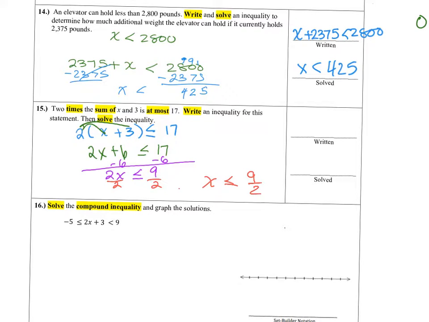You could leave it like that. You do not need to say 4.5. So the written inequality would be 2 times the sum of X and 3, less than or equal to 17, and the final solved solution answer would be this.